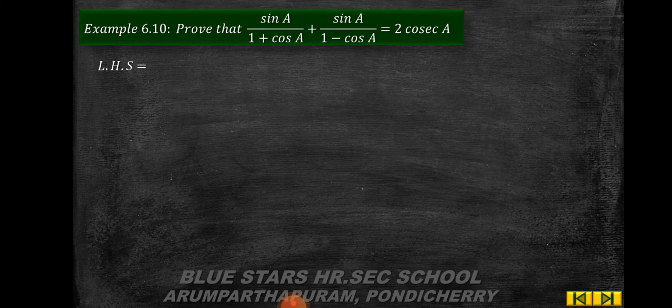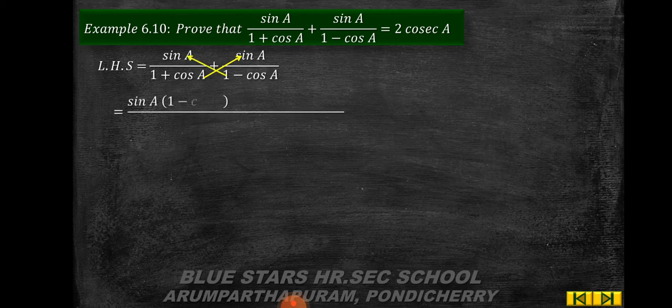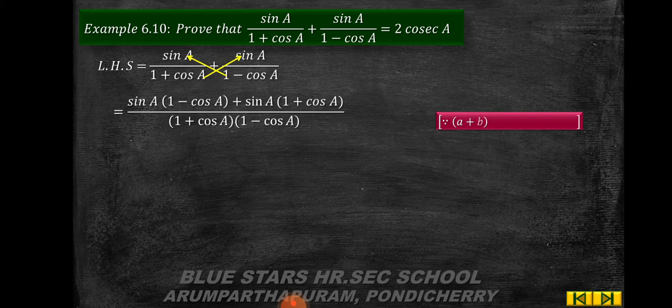So left hand side, sin A by 1 plus cos A plus sin A divided by 1 minus cos A. The next step is you have to do the cross multiplication. That is sin A into 1 minus cos A plus sin A into 1 plus cos A, divided by 1 plus cos A into 1 minus cos A. So we know the formula (A plus B) into (A minus B) is equal to A square minus B square. So substitute the formula in the denominator.